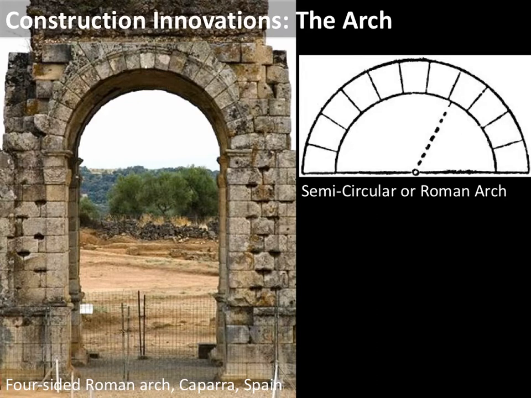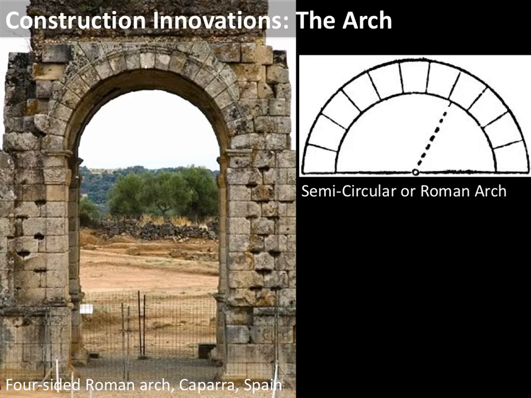And still standing today, here is a four-sided Roman arch in Spain. This would be at a crossroads where you could literally go one of four directions through this arch. But look there up at the top. Each one of those stones has been carved into the proper wedge shape. This was built in the ancient Roman times.